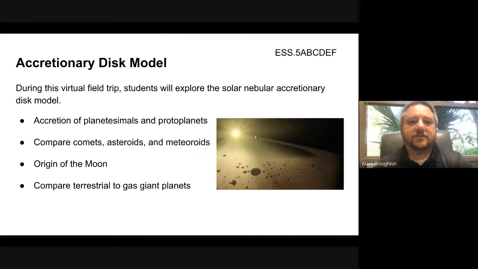And today's virtual field trip is going to be about the accretionary disk model. During this virtual field trip, students will explore the solar nebular accretionary disk model. We're going to start off with a discussion of accretion of planetesimals and protoplanets. Then we are going to compare comets, asteroids, and meteoroids. Next, we'll discuss the origin of the moon. And last, we're going to compare terrestrial to gas giant planets.